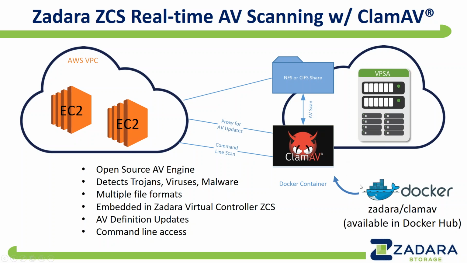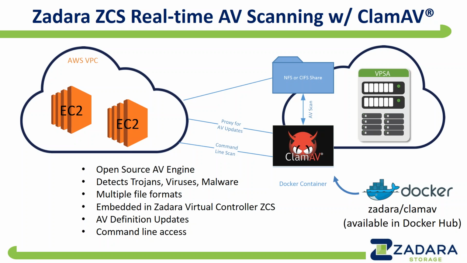So you can pull that right out of Docker today using our Zadara ClamAV image, and then upload it to the VPSA. Gabe, a couple of things you added I thought are pretty unique and clever. Why don't you talk about the proxy and command line? What's available there?